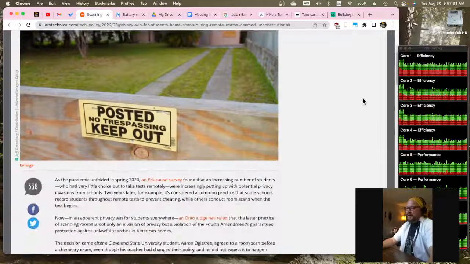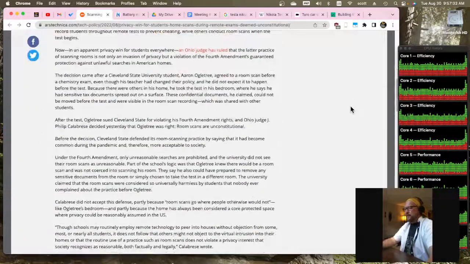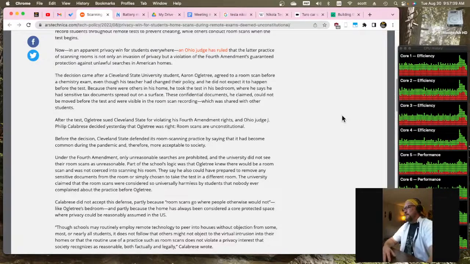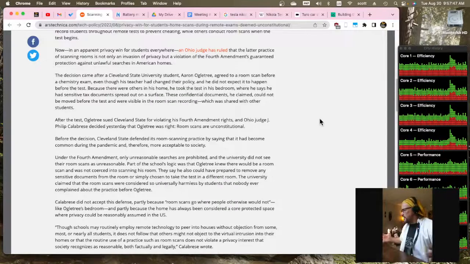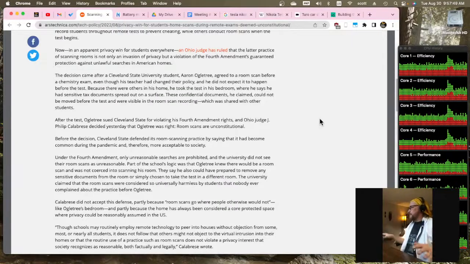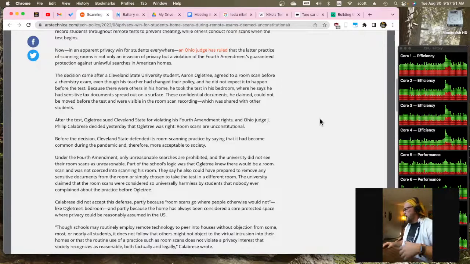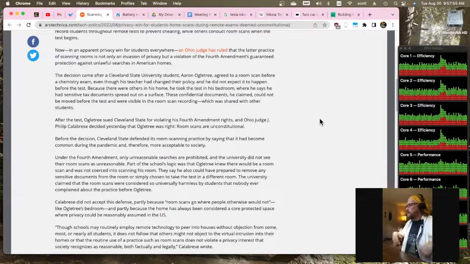I thought it's very interesting reading. It's not a short read. It talks about the case that was brought by one particular student at the university who felt like his privacy had been violated because he was taking a test in an area that had his tax documents out, and the camera was capturing all this private information that it's not supposed to be able to have access to.